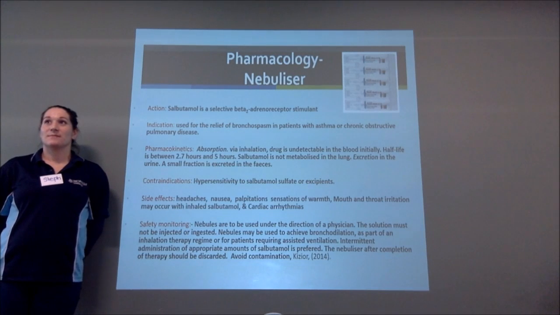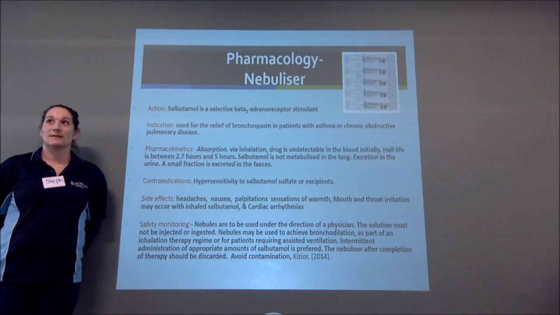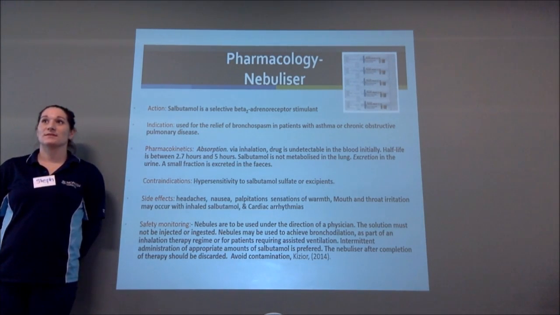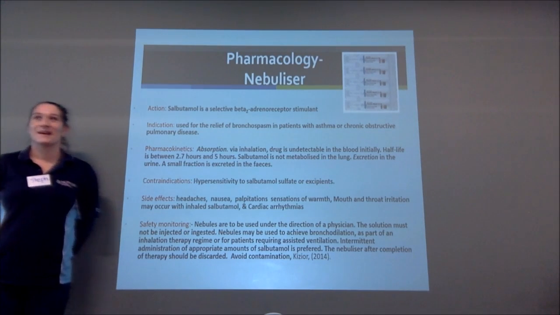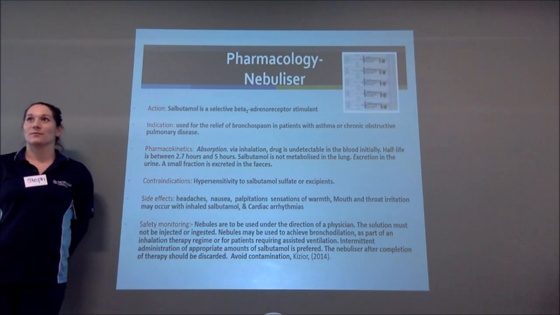Salbutamol is a selective beta-adrenoreceptor stimulant. It's more specific than both isoprenaline and orciprenaline for adrenergic beta-2 receptors. Salbutamol is indicated for relief of bronchospasm in patients with asthma or chronic obstructive pulmonary disease. Absorption of salbutamol is via inhalation.